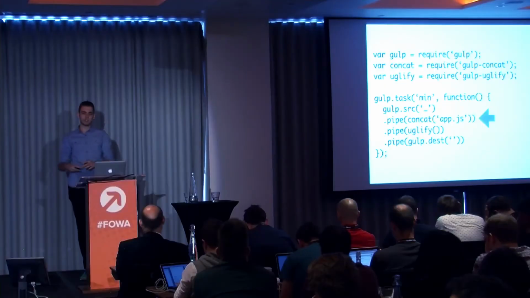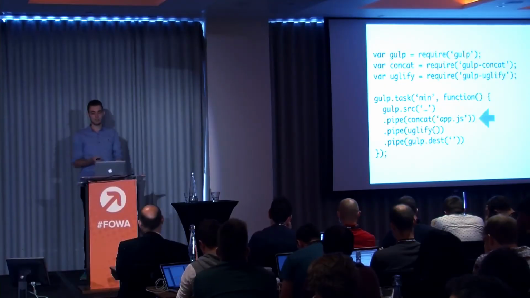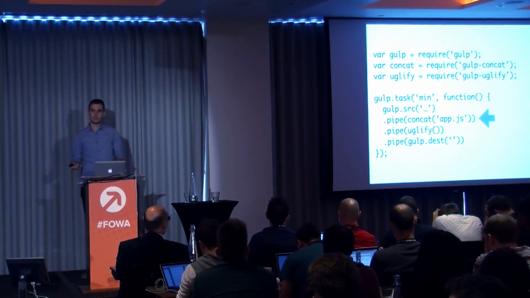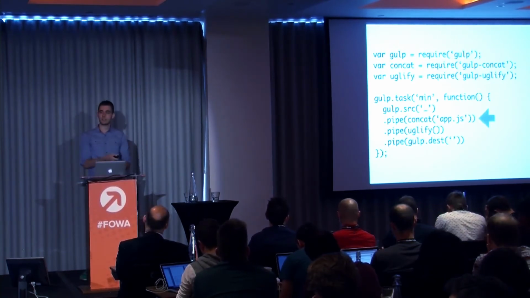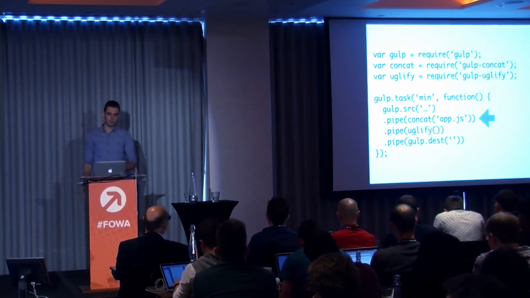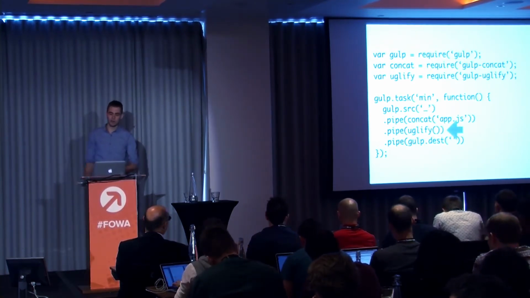So gulp.source grabs all these files. We pass them into concat, which is going to merge them all into one file, which I've asked it to call app.js. And it's really important to note that concat here has not written app.js to disk. It's just created it in memory. I then pipe it into Uglify, just like we did before, and then gulp.dest with an empty string writes the current file to the current directory. So this is just going to create an app.js file in the current directory.